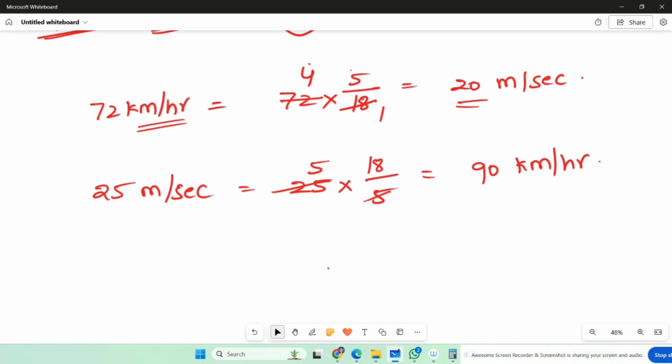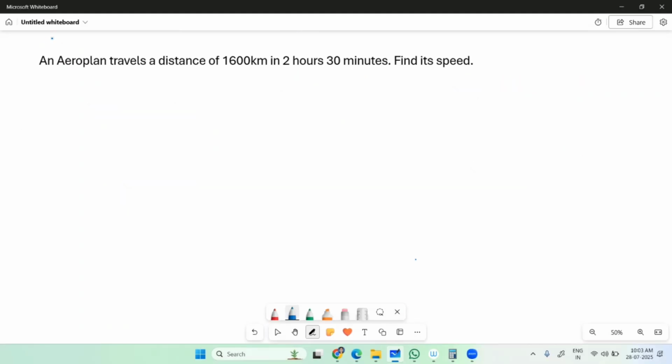Okay. So where do we use this speed in our real life? Let's solve some questions now. An aeroplane travels a distance of 1600 kilometers in 2 hours 30 minutes. We have to find its speed. From the question, the given information is distance. Distance traveled is 1600 kilometers.